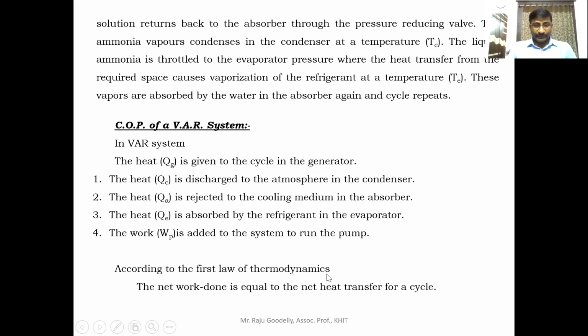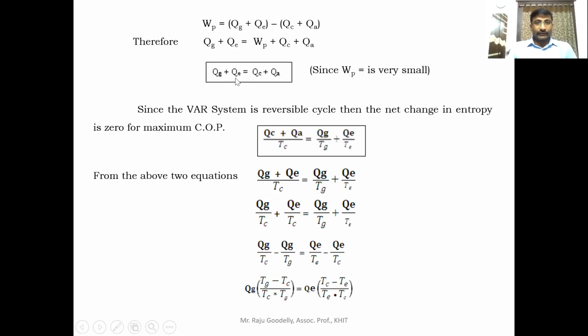According to the first law of thermodynamics, for a cycle, the net work done is equal to the net heat transfer. Net work done is only WP, the work given to the pump. Net heat transfer: positive is the heat added to the system, and negative is taken for heat rejected from the system. So QG, heat added to the system, and QE, the evaporator heat, is also added to the system. These are the positive heat transfers. Negative heat transfers mean heat rejected from the system, which is QC, and also QA. So these both are negative: minus QC minus QA.